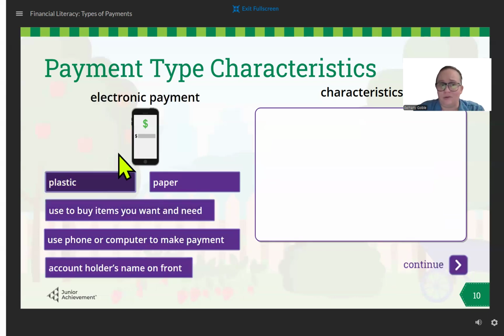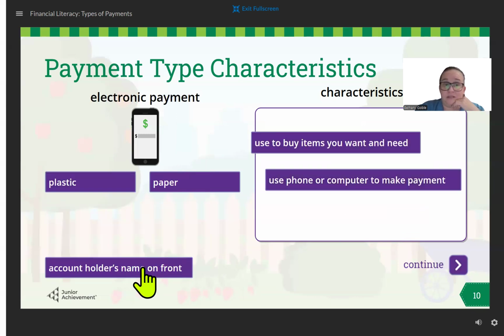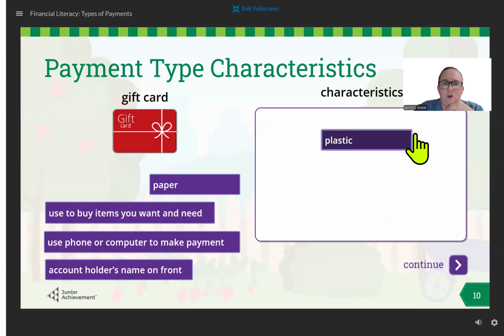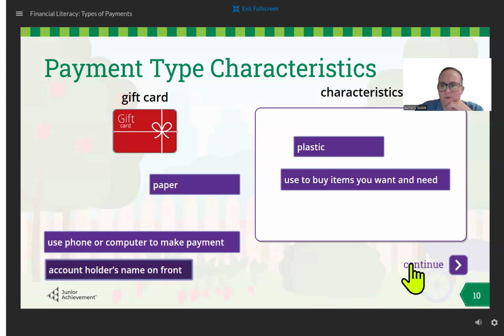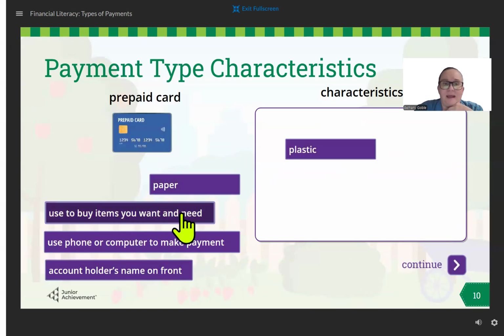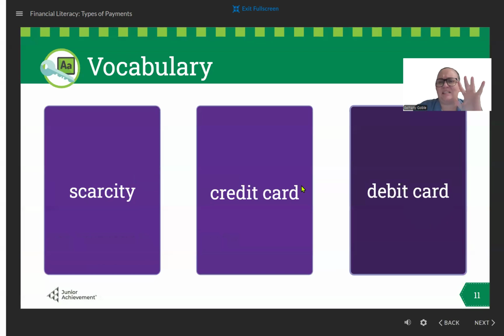Electronic payment, well, it's neither, right? You can buy what you want. Can you make payments? Yeah, it's nice and easy. Is your name on it? Well, no, it's your phone, right? Gift cards, plastic, buy what you want. Is your name on it? No. Prepaid card is plastic, buy what you want. Is your name on it? No. Okay, so again, that just shows you the different types of ways you can make payment.